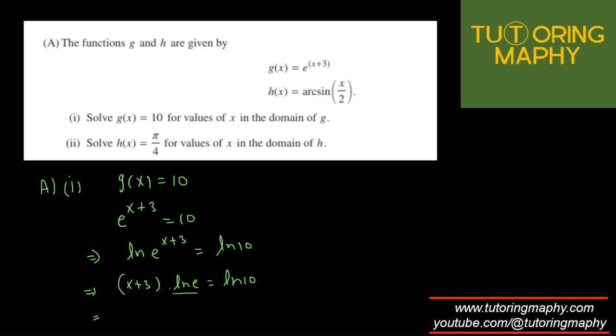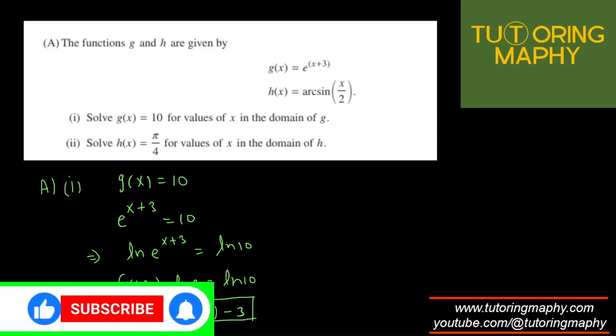What is the natural log of e, guys? That's 1, so that has no relevance here, and all I have to do is subtract 3 on both sides. So x will be the natural log of 10 minus 3. That is the final answer. This is no calculator, so we cannot really solve any further.